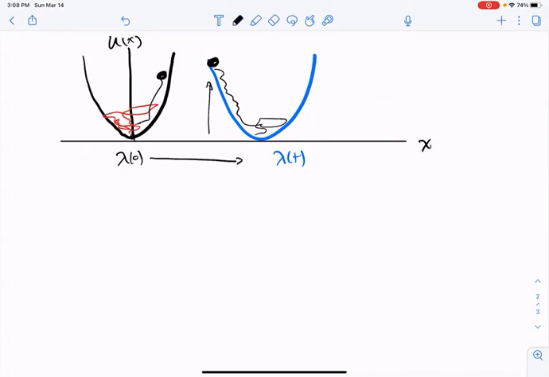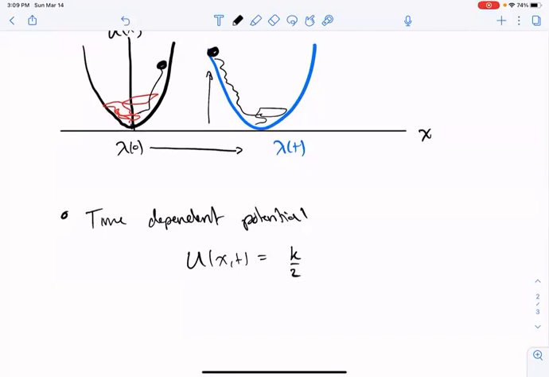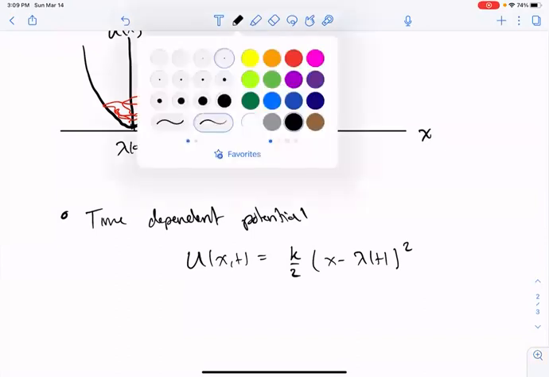So associating equations with this, we have a time-dependent potential of the form kappa over 2, some spring constant, some stiffness of that harmonic potential, times x less some lambda of t, which we will manipulate to afford different zero values of the potential. So this is our control parameter.